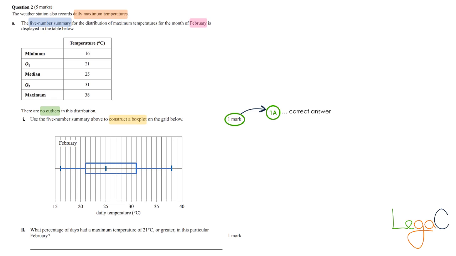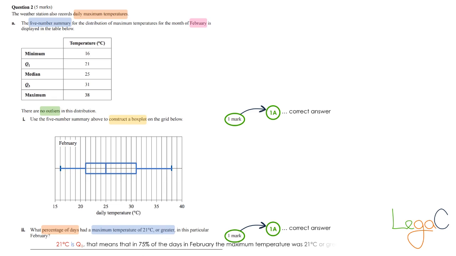In part 2i, we are asked about the percentage of days that had a maximum temperature of 21 degrees Celsius or greater. This question is worth 1 mark, which is going to be an answer mark for the correct answer. Since 21 degrees Celsius is the first quartile, this means that in 75% of the days in February, the maximum temperature was 21 degrees Celsius or greater. Just a note from the VCAA examiner's report, a common incorrect answer was 25%.